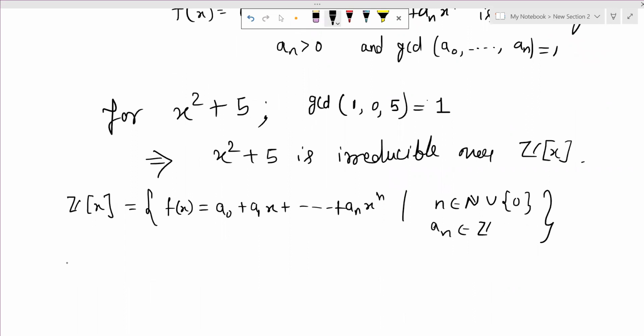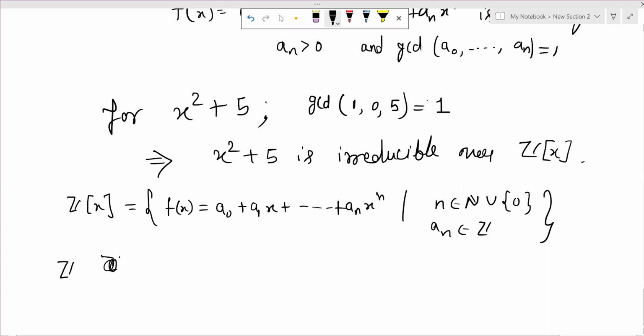What will be the evaluation homomorphism? Everything you are evaluating at root of minus 5. What is your homomorphism? Yeah, so it will go to root of minus 5, correct? So that is correct also. In that way, you can also say isomorphism. But I want to show you by structure.